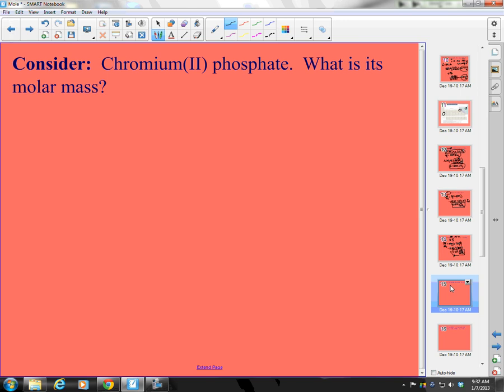Chromium(II) phosphate, egads. Well, chromium(II), what does the II mean? Well, that means my chromium has a charge of 2+. Phosphate, ooh, I hope I memorized my polyatomics. I did. I have 2 and 3. My least common multiple is 6. So how many chromiums do I need? I need 3 chromiums. How many phosphates do I need? I need 2 phosphates. Wow.